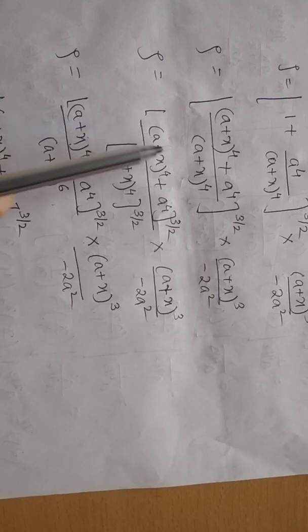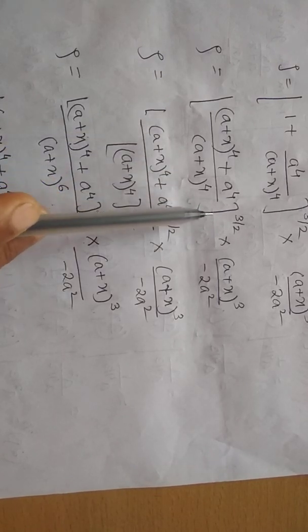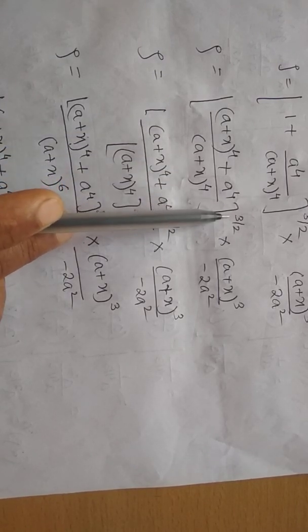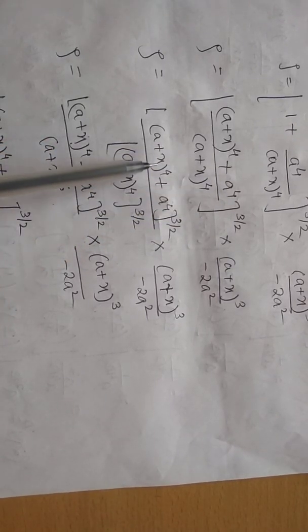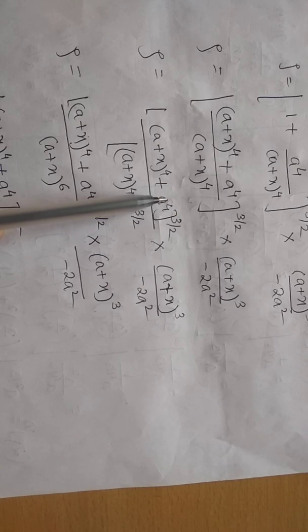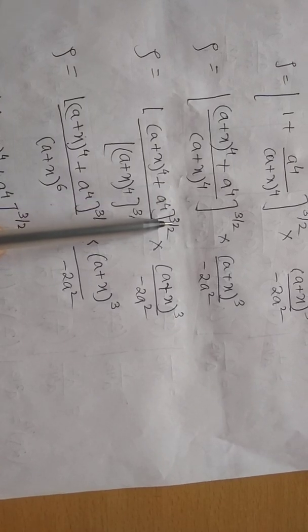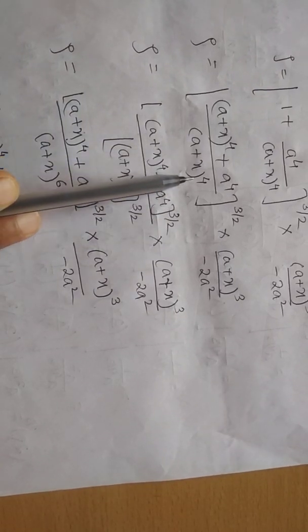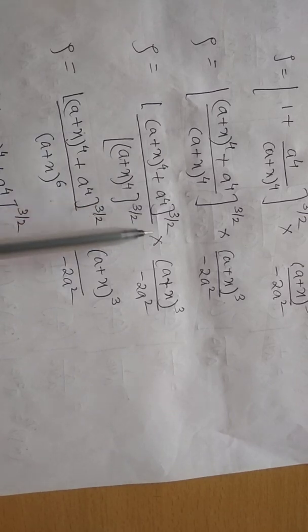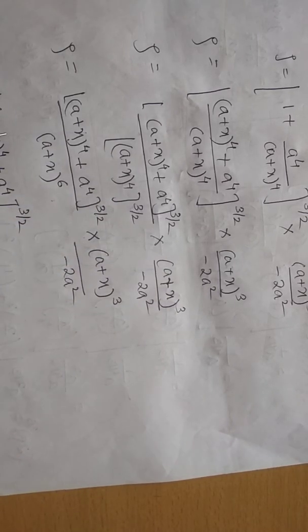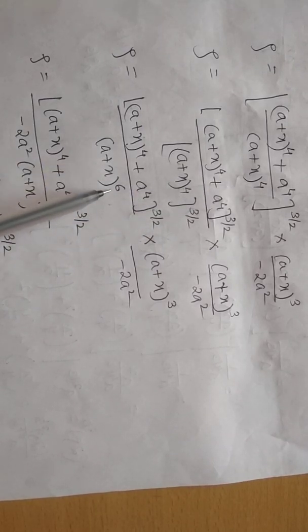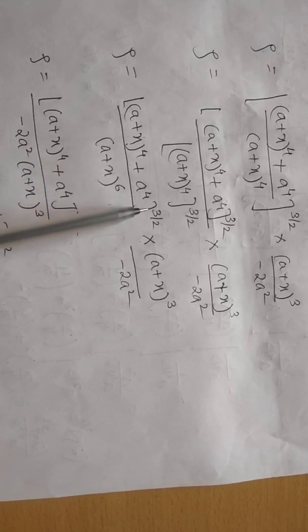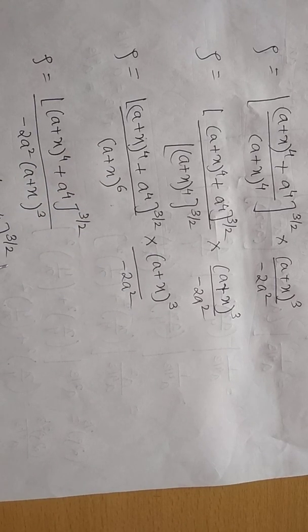I am splitting the power for the numerator and the denominator separately. I cannot cancel any of the power over here because an expression is there. So a plus x raised to 4 plus a raised to 4, raised to 3 by 2, keep it as it is. A plus x raised to 4 raised to 3 by 2, into this quantity, will remain as it is. Now I can simplify: 2 1s are 2, 2 2s are 4, 2 3s are 6. So a plus x raised to 6. This is going to remain as it is. This also will remain as it is.